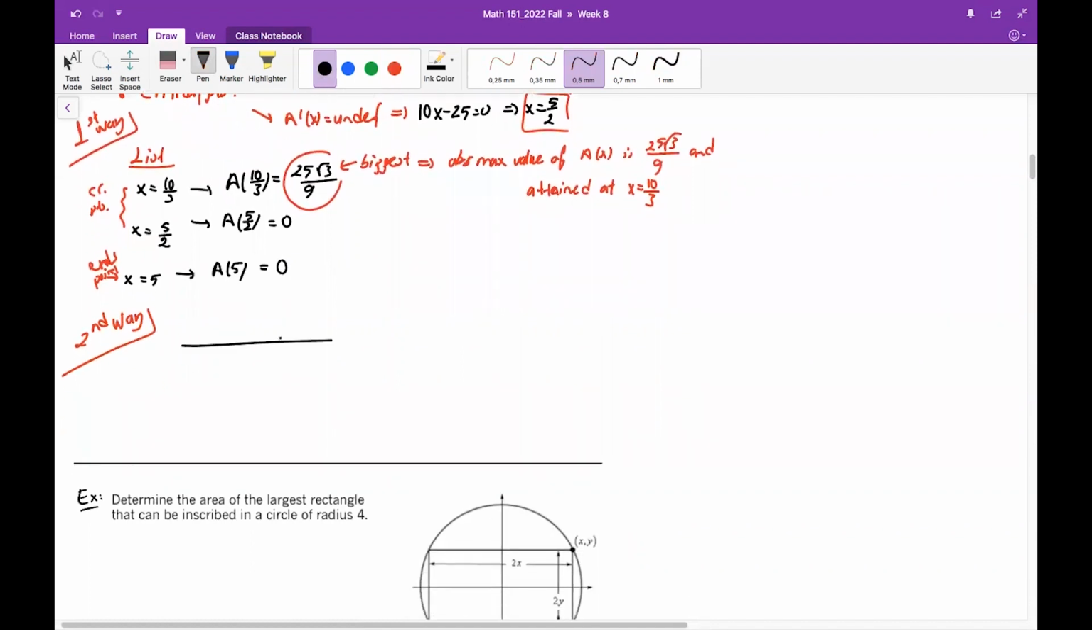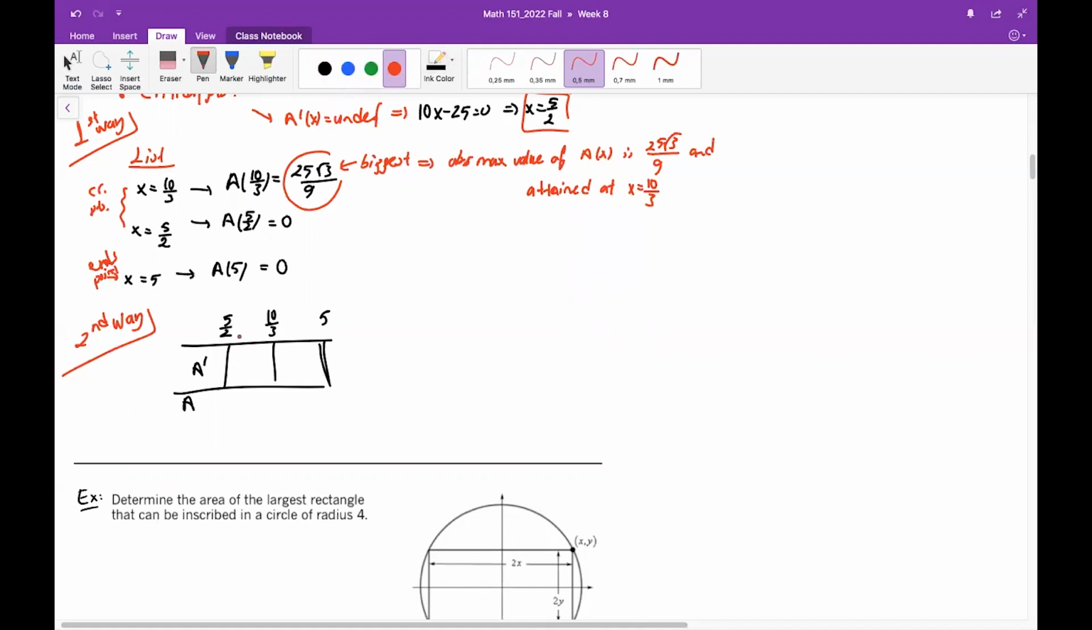So in this second way, you will create a sign table for the original function, and then you can comment on the sign table for the first derivative function, and then you can comment on the original function. Okay, so it goes like 5 over 2, 10 over 3, 5. These are the critical points that we have.